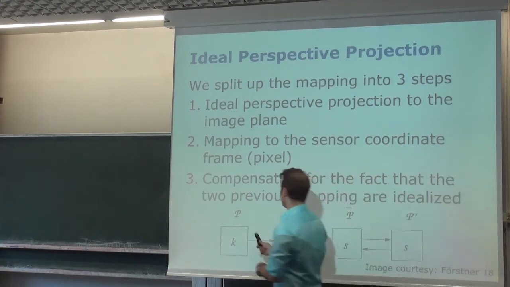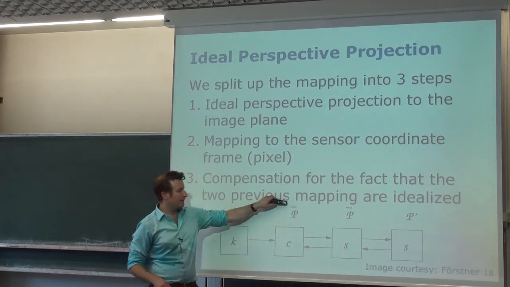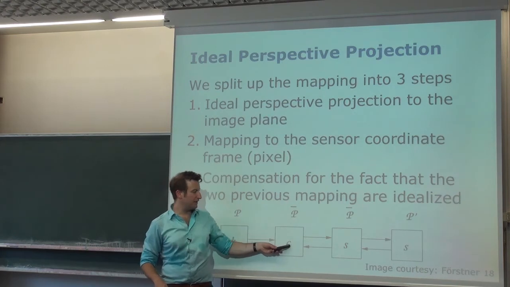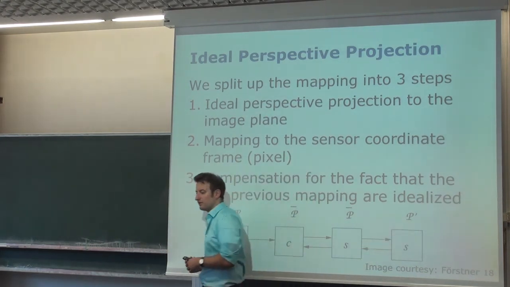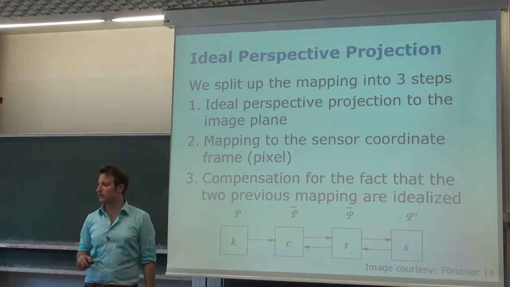So here again the points. P was the point in the world or in the camera. Everything which has this overline over here is on the image plane as a sensor, and the primed variables are those variables which take into account the nonlinear errors in there.